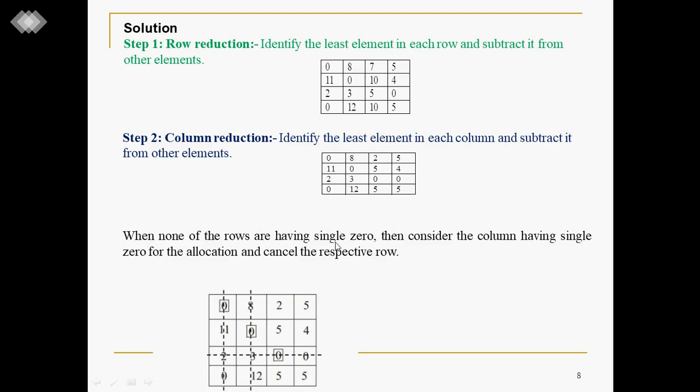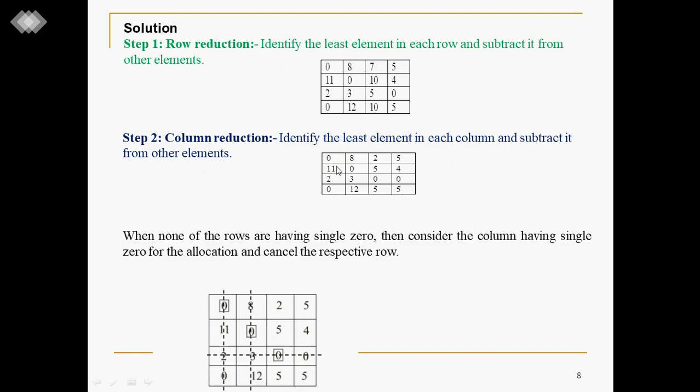When none of the rows are having a single zero, then consider the column having a single zero for the allocations and cancel. Okay, let us see. First row, single zero, that's what you have assigned, you cancel. Second row, single zero. Fine, you cancel this. Third row, you have two zeros. Fourth row, no zeros because this is cancelled, no? So in the process of assigning this one, you cancel this column. When you scan the element row wise and allocate, you have to cancel the respective column.